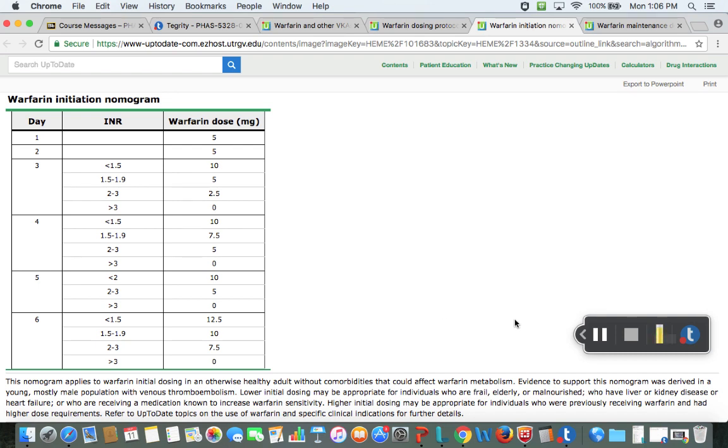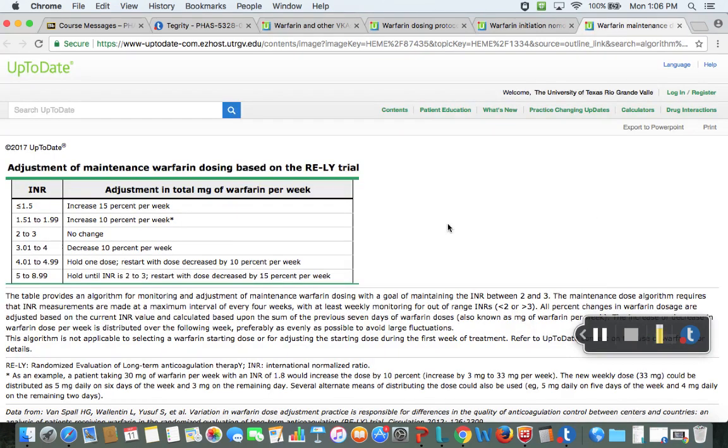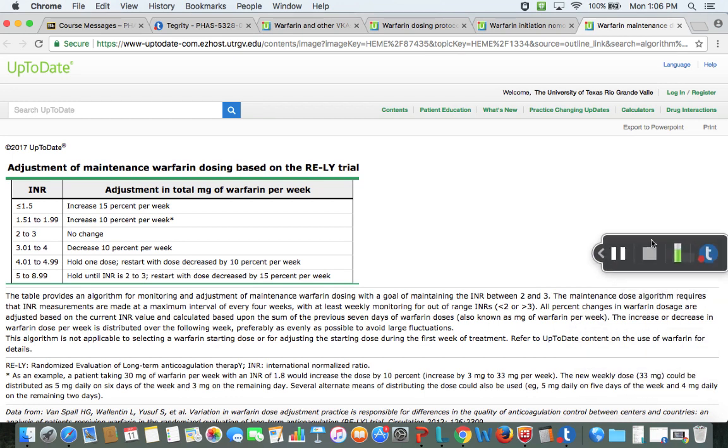And then think back to what I showed you. They come in all those different strengths and different colors and everything. Then you try to make the weekly dosing as convenient as possible for the patient. And then, once they're on maintenance, here are adjustments of maintenance warfarin dosing. So this is, again, something that I think is good for new practitioners.